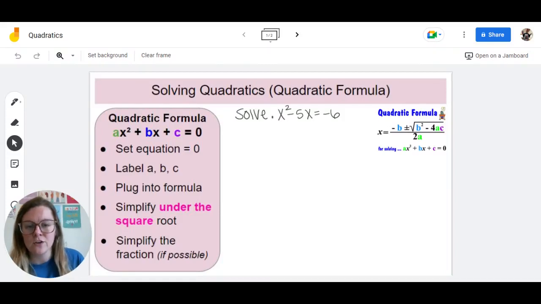All right, let's go ahead and look at this quadratic. We have x squared minus 5x is equal to negative 6. Okay, so I have that bx term, or that middle term with an x, so I know that I'm going to try factoring first.